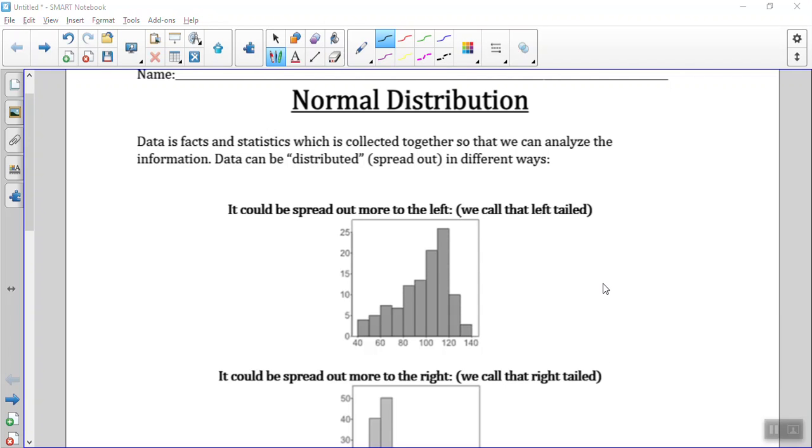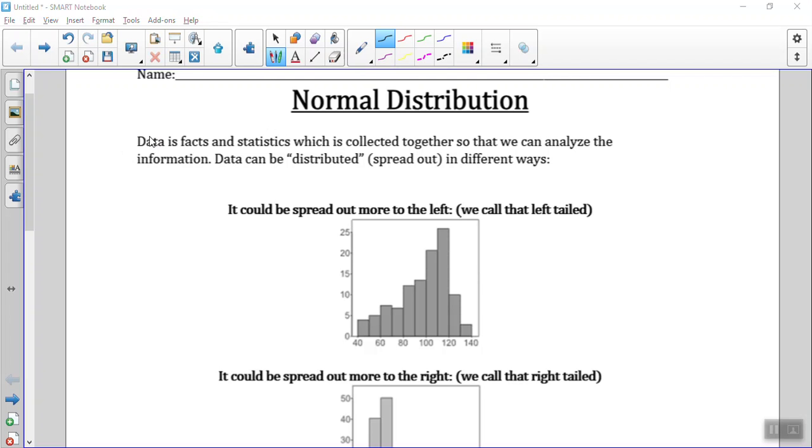Alright, so this is lesson 2 for unit 8. We're going to talk about normal distribution. So the first thing we're going to look at is data. Remember that data is just anything that's information.